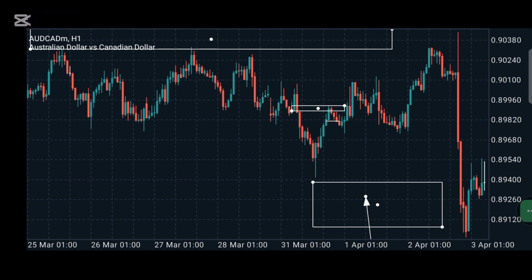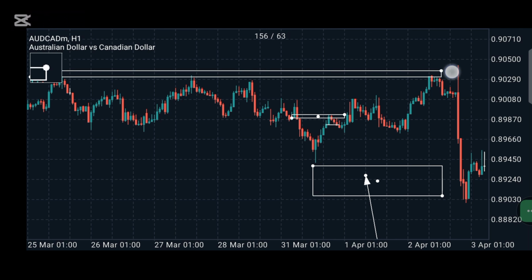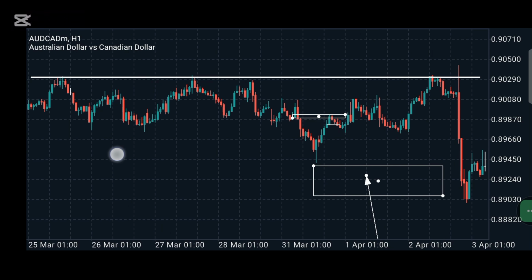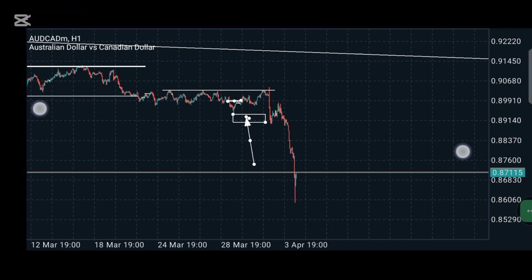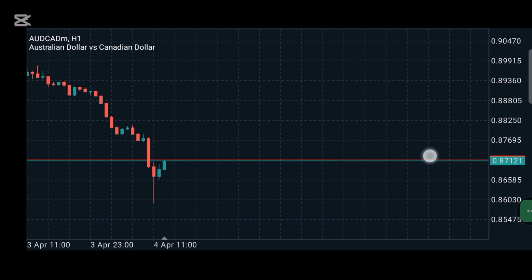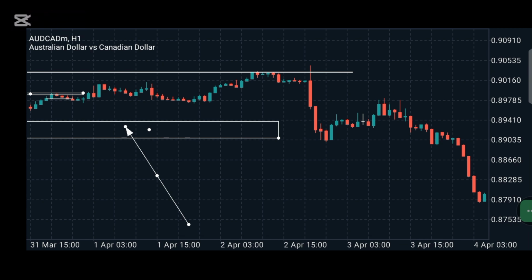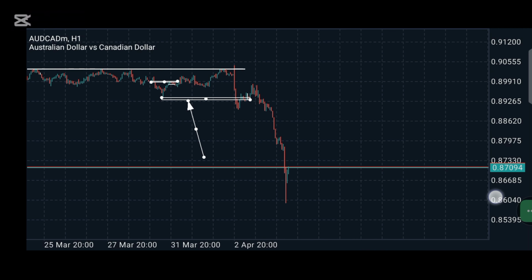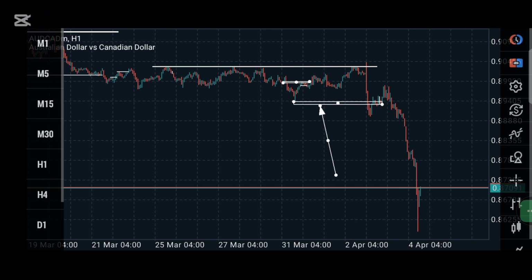And price bought. And see what happened. Price also cleared out all the liquidity above this high, took out all of it. And see what it did. It dropped massively down. It also took out all the liquidity below. Took out all the liquidity above and below.